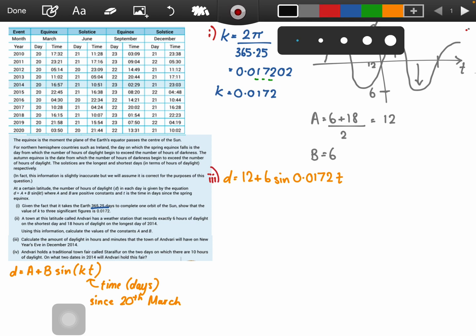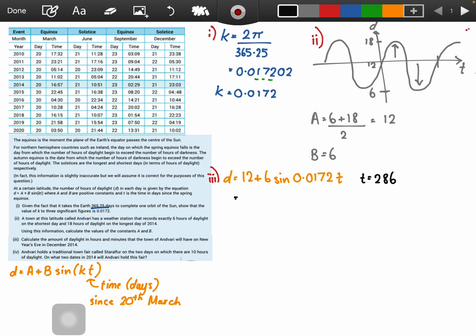So when we count that up, for part 3, we're going to get that T is 286 days. So we're just going to fill that into our formula. So we're going to have 12 plus 6 sine, let's put this in brackets, 0.0172 times T. Again, you can just use the multiplication symbol in your calculator if you want.